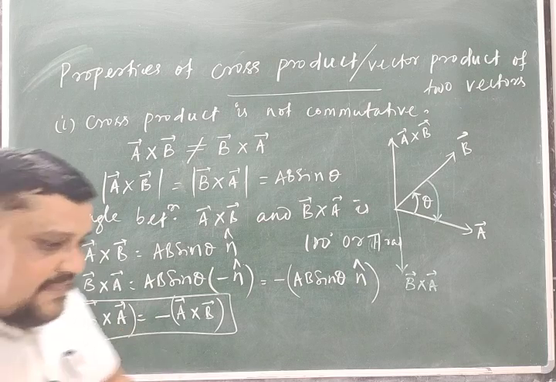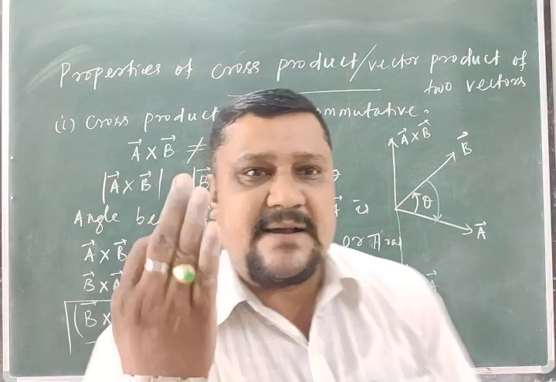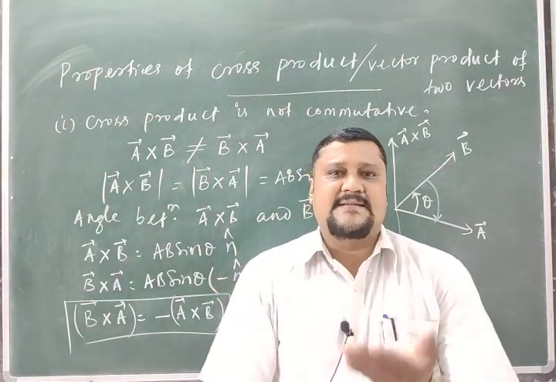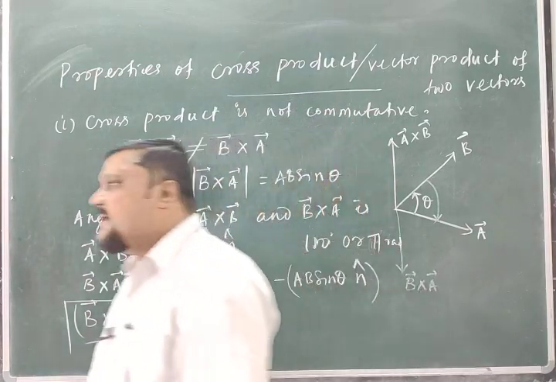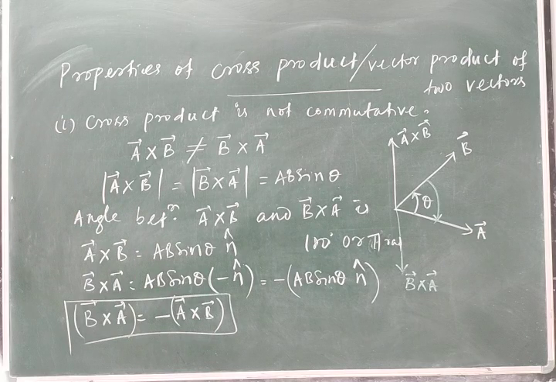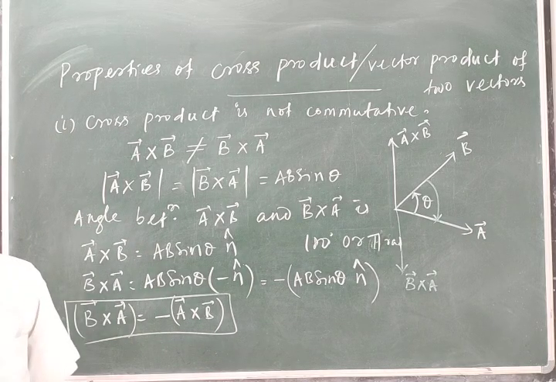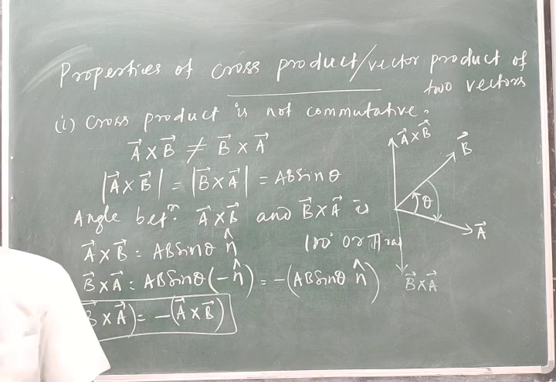What does this minus sign mean? They are in opposite directions. A negative vector has the same magnitude but opposite direction. So A cross B and B cross A are not commutative. Is that clear?